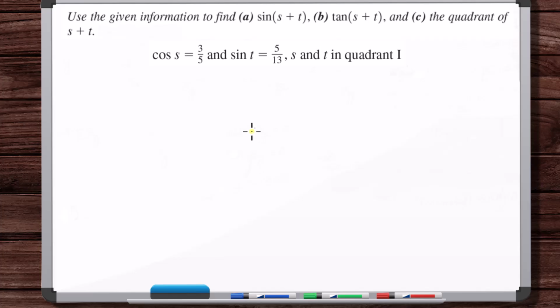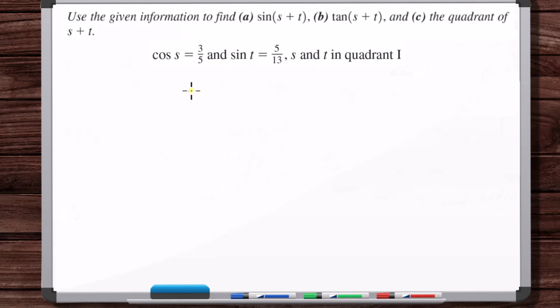Okay, to get sine of s plus t and tangent of s plus t, we're going to need tangent of s, tangent of t, sine of s, sine of t, and cosine of s and cosine of t. If you think about those formulas, sine of s plus t, when you expand it out, is going to have sine of s and cosine of s, and sine of t and cosine of t. And tangent of s plus t, when you expand it out, is going to have tangent of s and tangent of t. So we need all of those trig functions. Well, we've got cosine of s and sine of t. So let's start by getting cosine of t and sine of s.